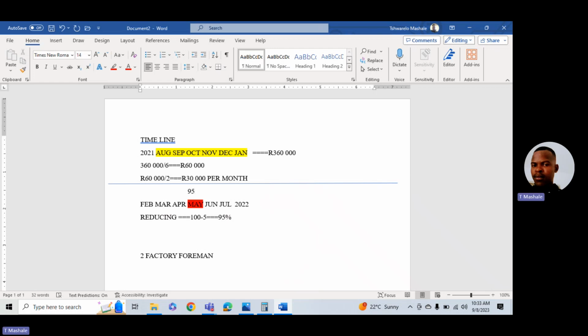It will be 95% of the 30,000. Even June, it will be 95% of that 30,000 per month. And then it will also be 95% on July. So that means on February, it is still 100%. Nothing has changed. Even on March, it is still 100%. And even on April, it is still 100%.